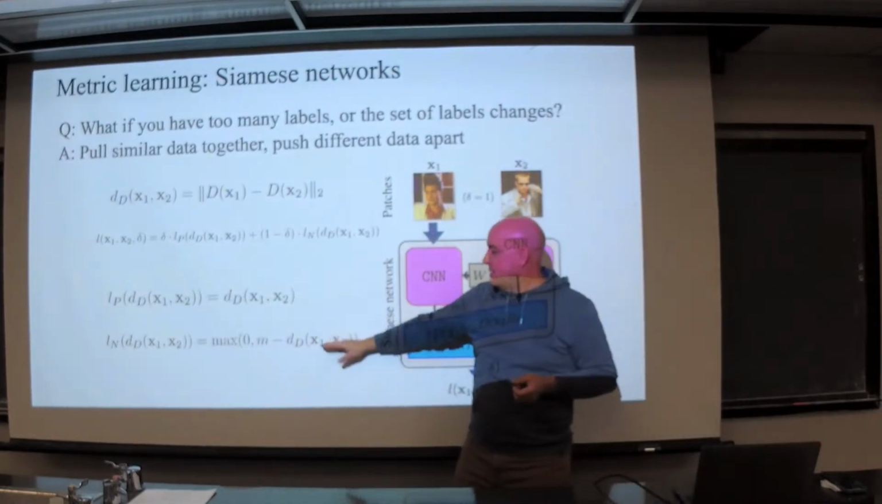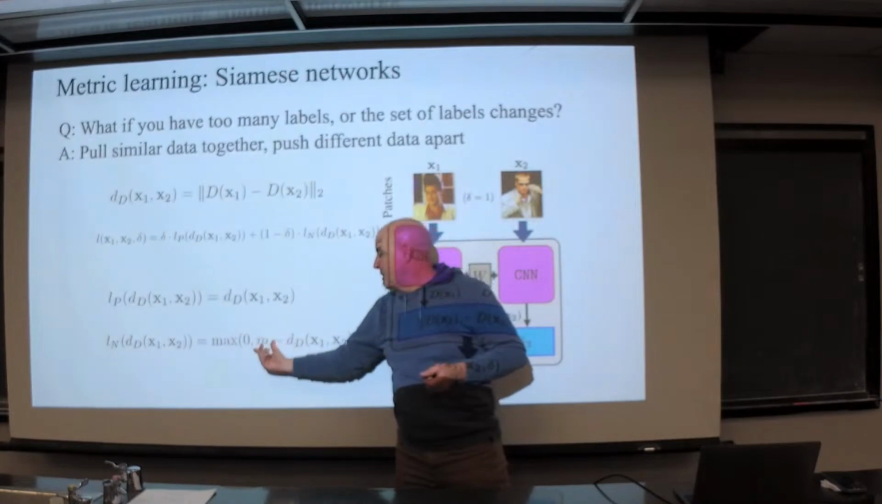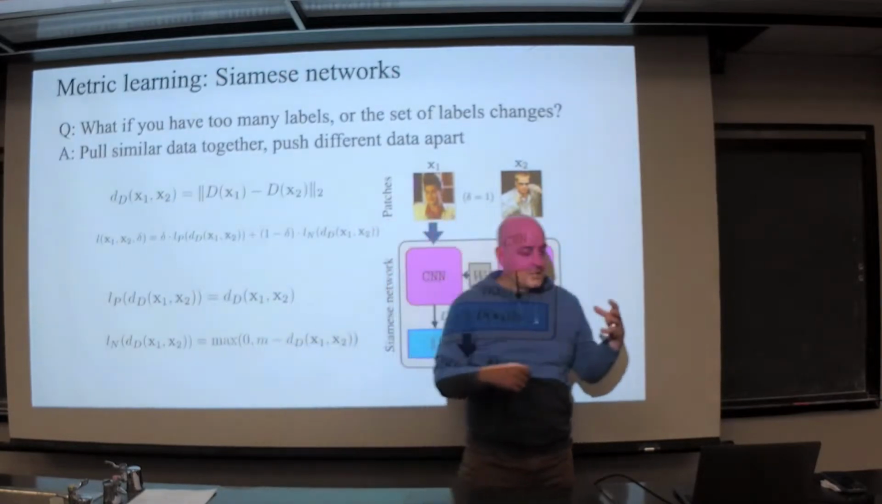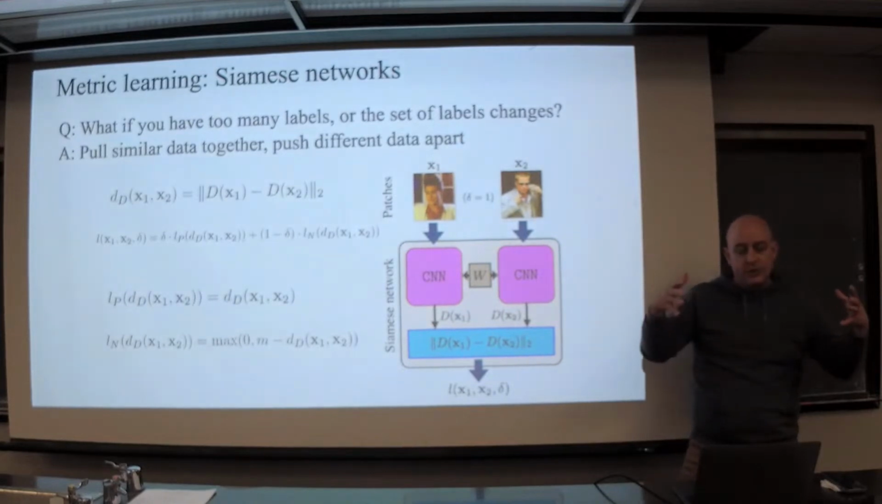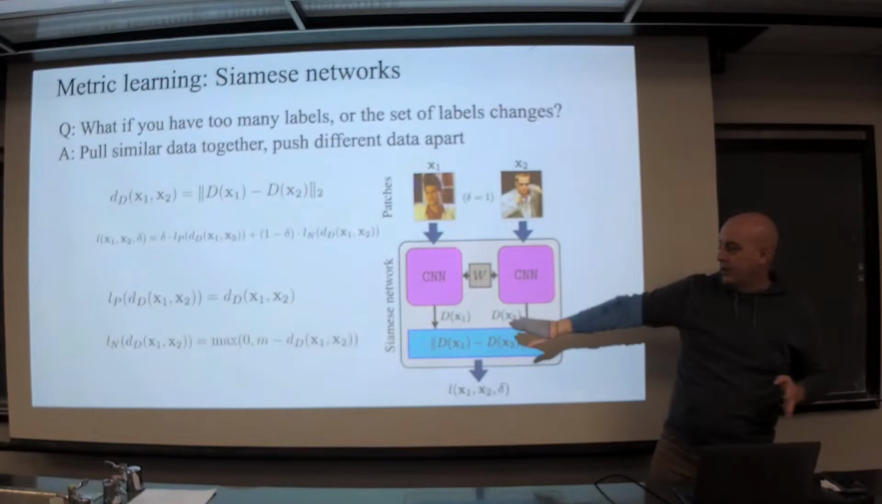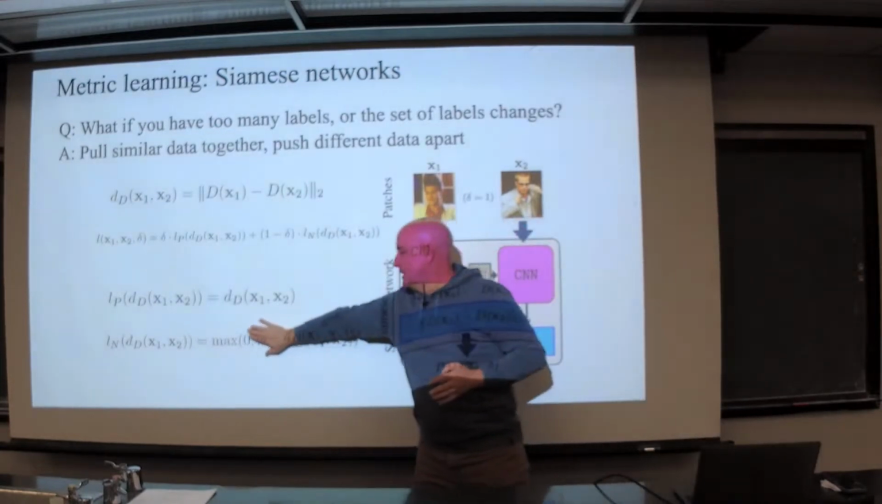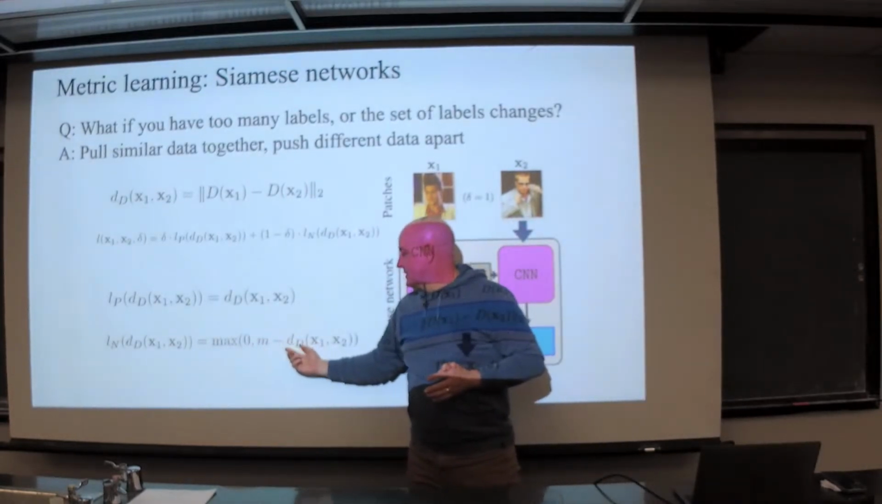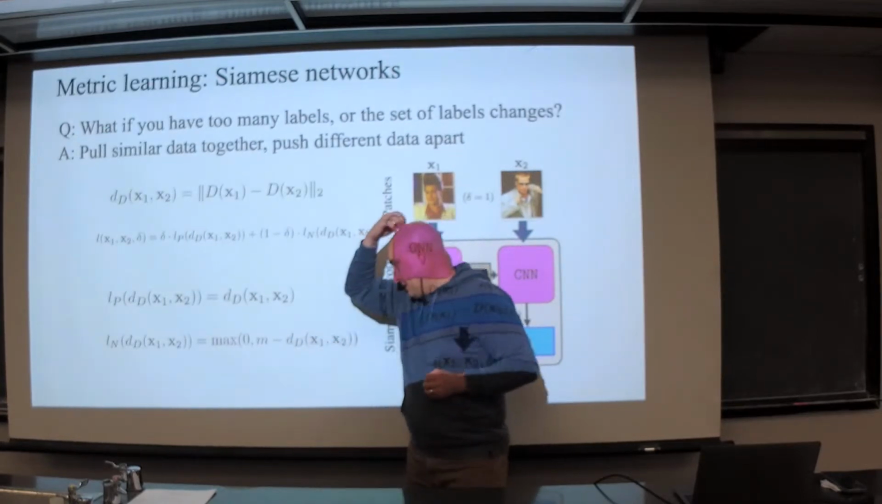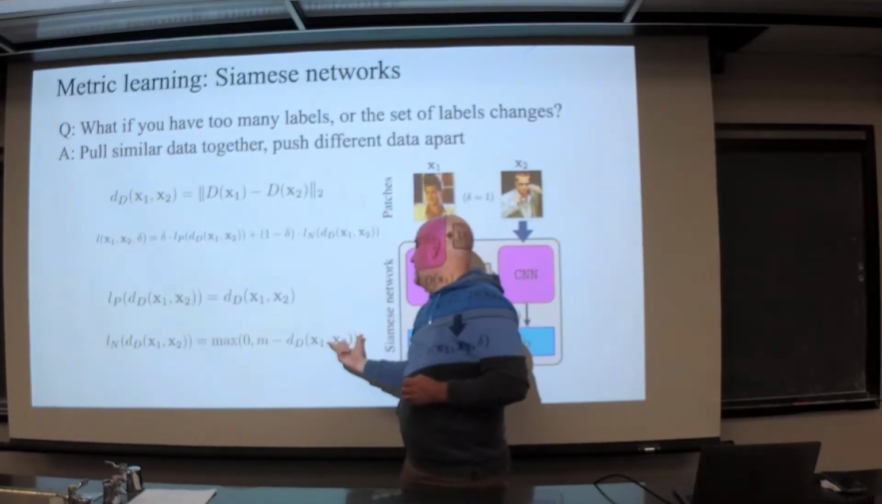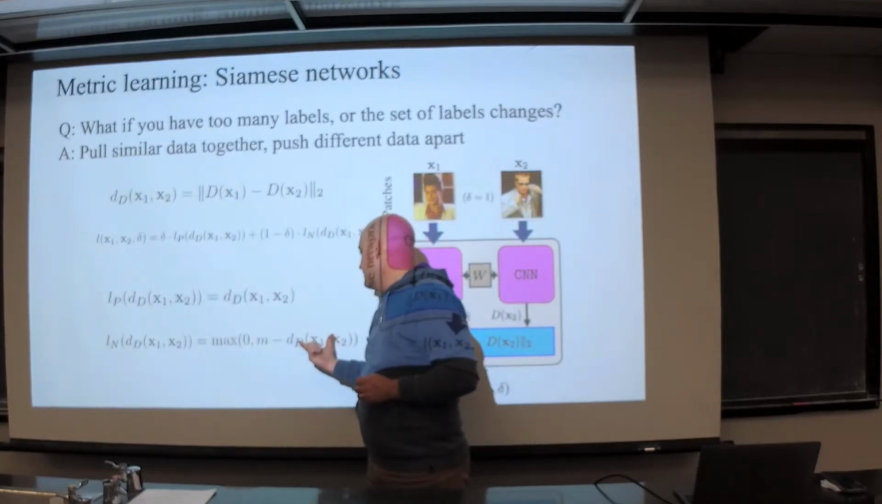And so what does this mean? The reason we call this a margin is that this allows the distance to not necessarily be forced to 0. Once it's within a certain margin, the contribution to the total loss is 0, right? Once this distance is small enough, then the loss.